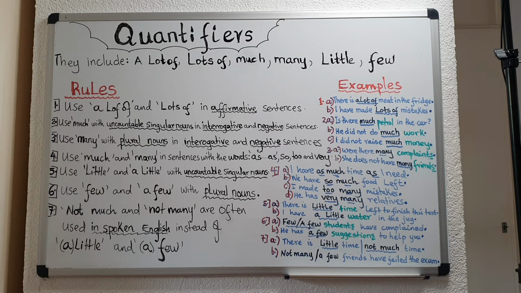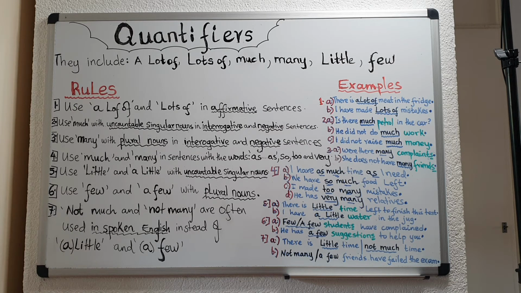Let's move on to rule number 4. Use much and many in sentences with the words as, so, to, and very. So if you have an English sentence and in that sentence you have the word as, or so, or to, or very, then use much and many. And how do you apply that rule? Look at example 4a on the right.